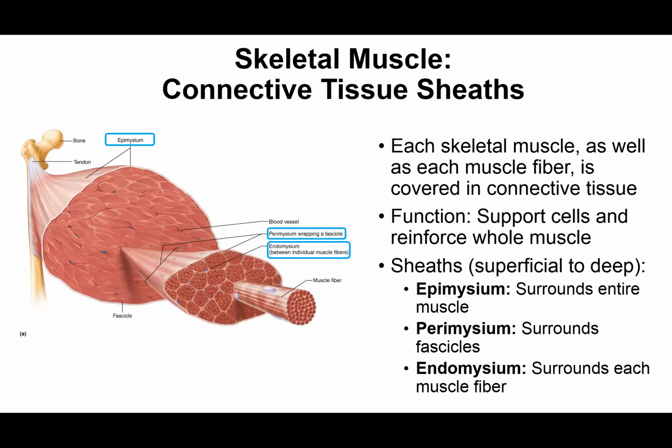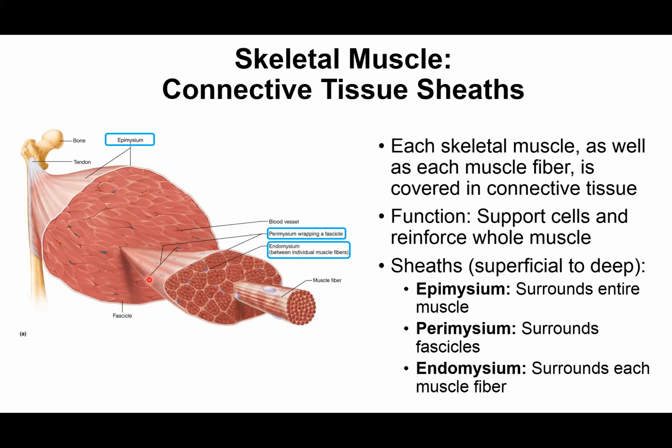In terms of connective tissue sheaths, every single skeletal muscle as a whole, and each muscle fiber and each fascicle is covered in a connective tissue sheath. And basically this just helps support the cells and reinforce each subsection and the whole muscle. And so in terms of the names of these different sheaths, the epimysium has the job of surrounding the entire muscle.